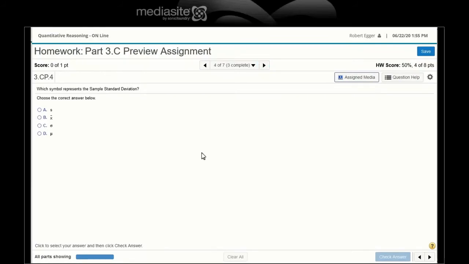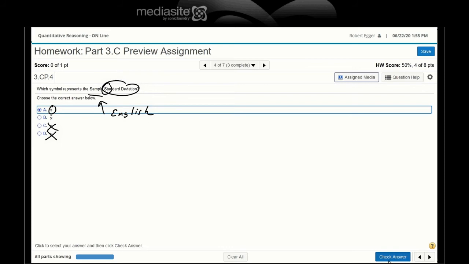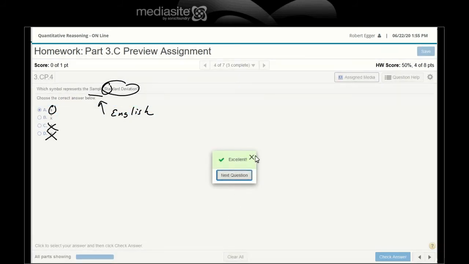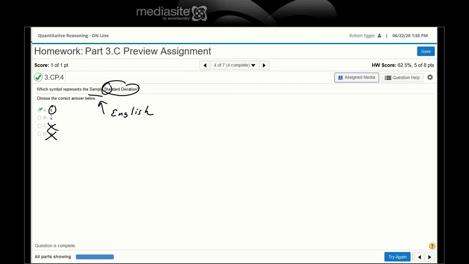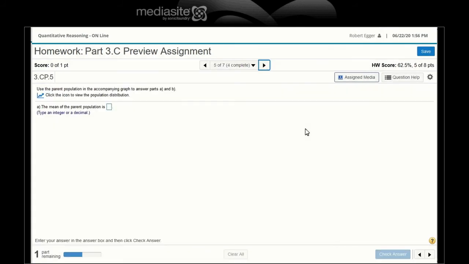Which one is a sample standard deviation? So sample means basically English letters. So anything that's Greek, get rid of. And standard deviation, hey, S, S. I guess A. Alrighty. Uh-oh, done with the easy stuff.